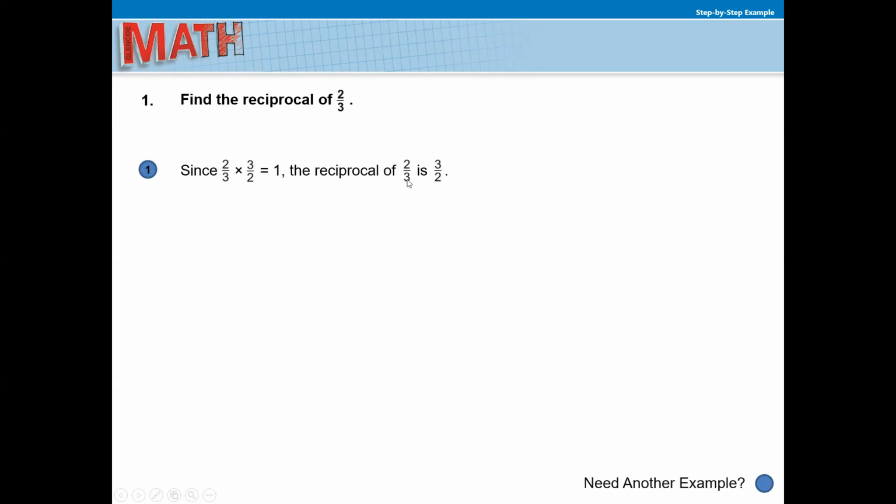Just know that when you switch the numerator and the denominator, you are finding the reciprocal. Also, if you multiply a fraction times its reciprocal, 2 times 3 is 6, 3 times 2 is 6, 6/6 equals 1. Okay, here's another example. Find the reciprocal of 3/8. Pause the video, write the answer to this question in your math notebook. Press play when you're ready to continue.